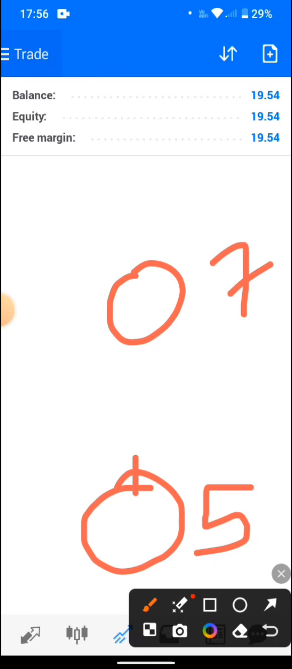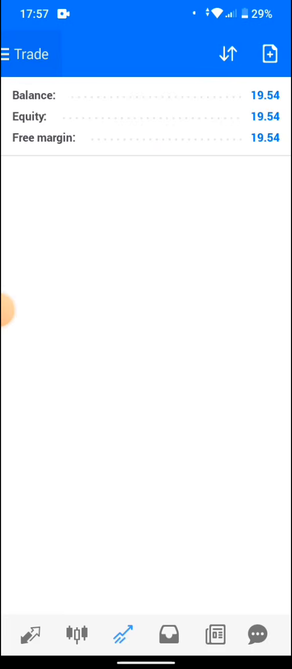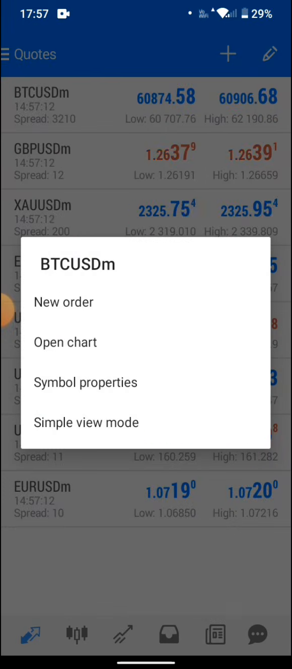So if price continues to move up and reaches this one, you are going to trigger. You are saying you believe the price is going to continue to pump up for this particular asset. All right, this is what we mean by buy stop order.